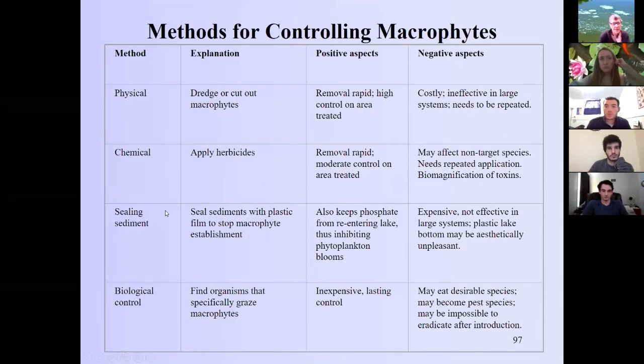So here are some ways that people control macrophytes. Physically, you can cut or dredge macrophytes, and this you can get good control. It can be costly to do it again. It needs to be repeated.